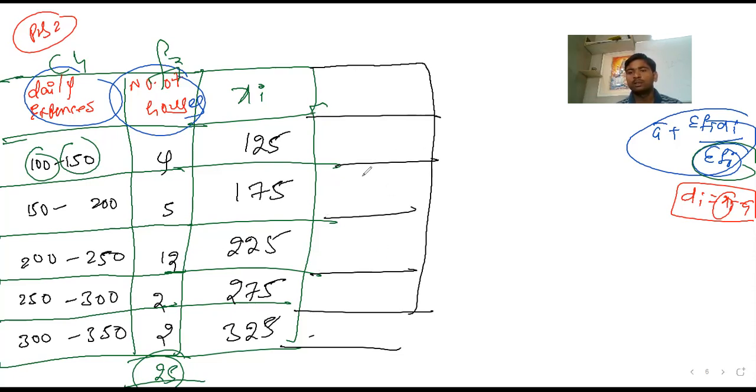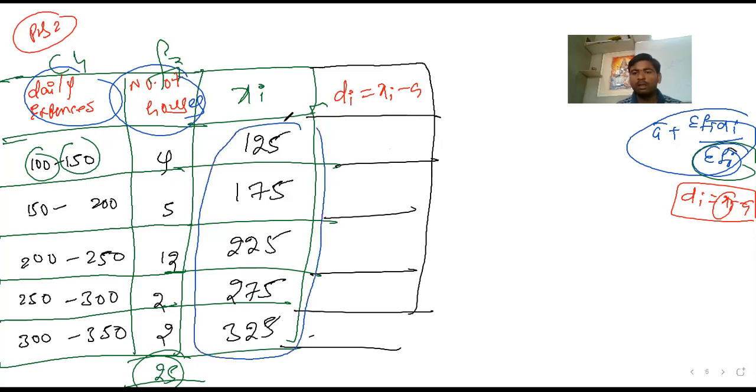Over. Next, what do you have to find out? Di, you need to find out. So I should write di. Di is equal to deviation. What is the formula? Xi minus a. I think you know the xi values, but you don't know the a. A is the assumed mean. Actually, out of this set of values, we have to take one value as the assumption of mean.